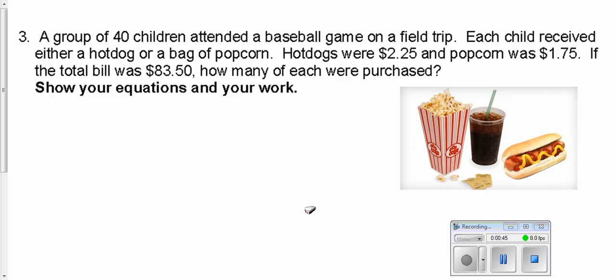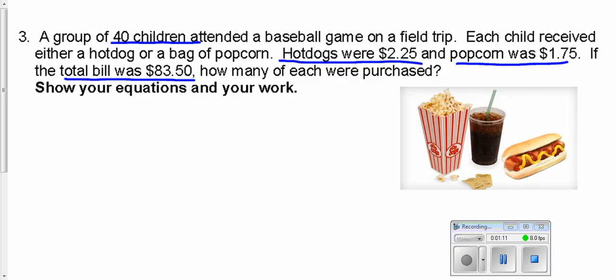So I'm going to underline some key things. The first key thing that I want to underline is the hot dogs were $2.25, popcorn was $1.75, total bill was $83.50, and that there were 40 children that attended. All right, so think about how we could set up our two equations.